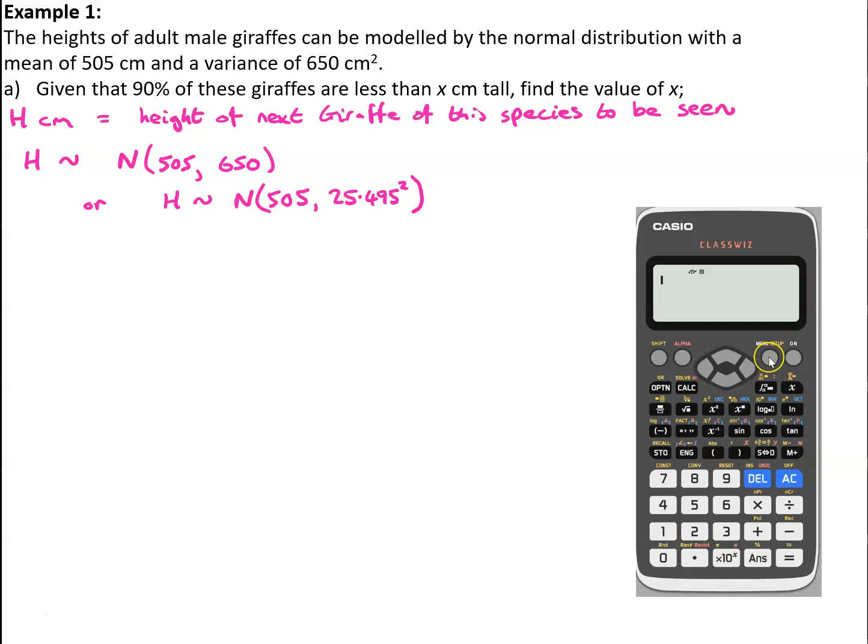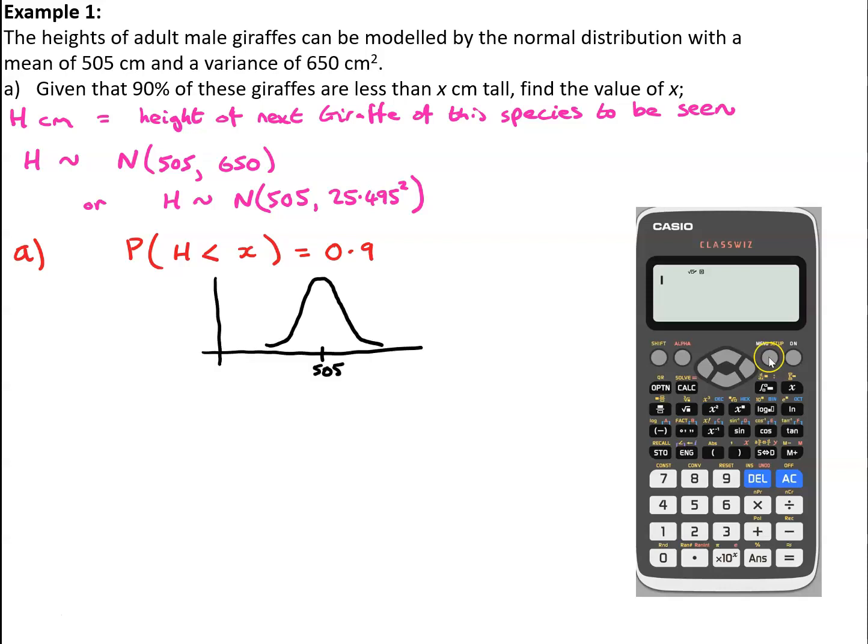So if h is the height in centimeters of the next giraffe to be seen, h is normally distributed with a mean of 505, a variance of 650, or we can write the variance as being 25.495 squared, where 25.495 is the standard deviation. So what we're after is the probability that h is less than x has got to equal 0.9.